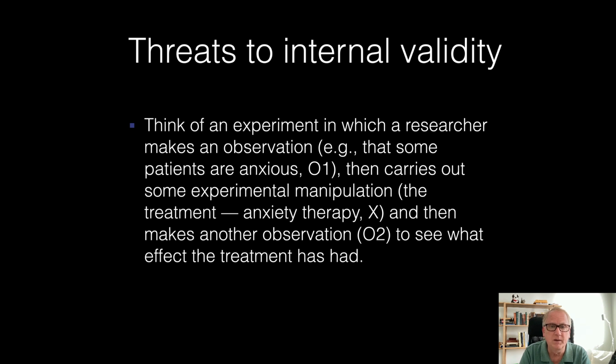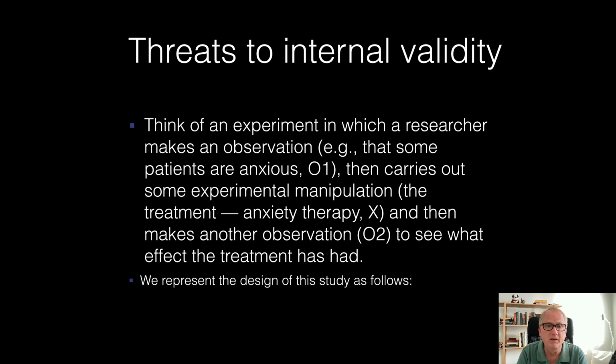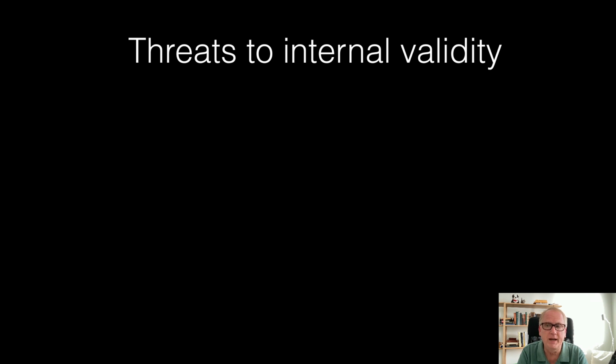So O1 is the first observation we make, the first time we measure the dependent variable. X refers to, again, the treatment, the experimental manipulation. And then O2 would be a second observation, a second time we measure the dependent variable. And so you could represent the design of the study as follows. You could say O1, X, O2. And that kind of tells us the time order, right? So O1 comes first, then we manipulate something, and then we have O2. All right. With that notation in mind, you'll see it'll come up a few more times in this lecture.